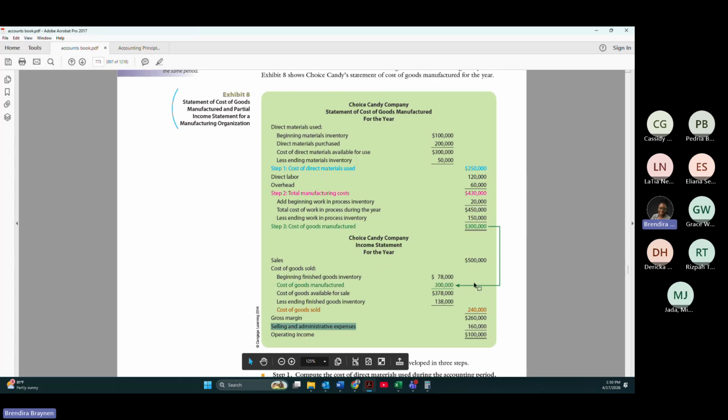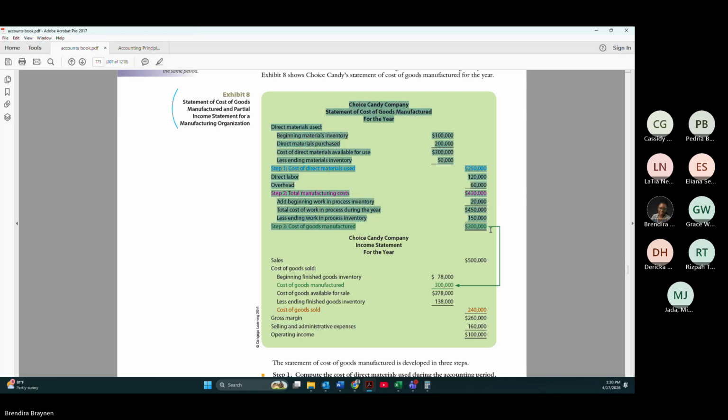So you can simply ignore them unless you're doing an income statement along with your statement of cost of goods manufactured. Based on my memory, you only have this piece to do. Any questions on that one?